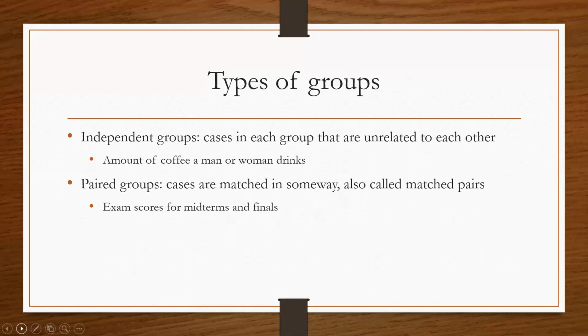So you have independent, where they're completely unrelated to each other, or you have paired, where they're matched in some way. This is also called matched pairs. An example of this is your exam scores for your midterm and your final. You can assume that based on someone's midterm grade, you can predict their final grade.